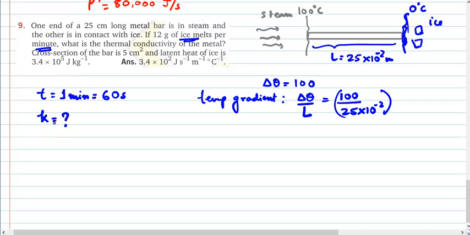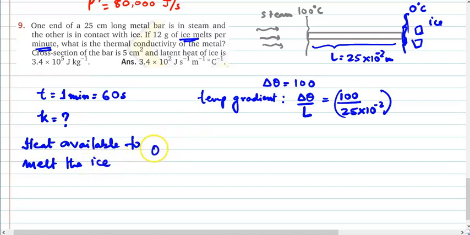K. So let's first find out how much heat will be obtained in melting 12 gram of ice. How much heat is required? So that means that much amount of heat must have been flowing through this rod for 1 minute. So heat available to melt the ice, or heat required to melt the ice. How much heat is required for melting?